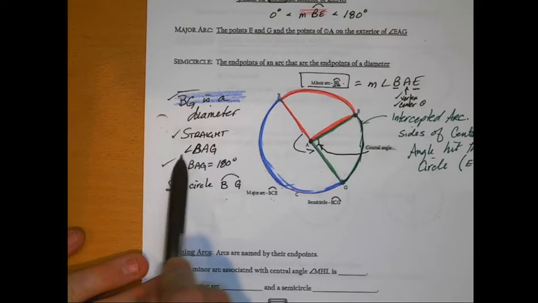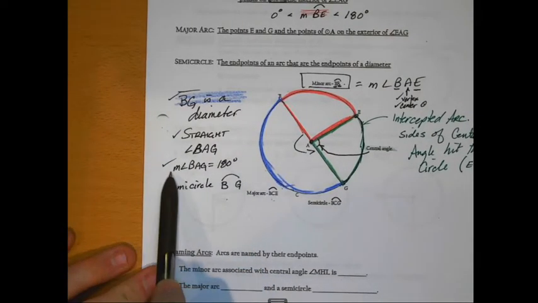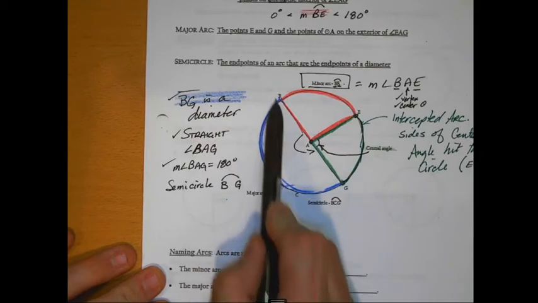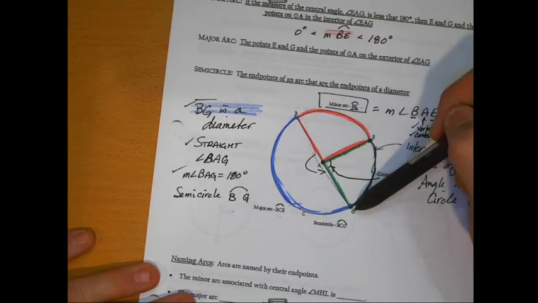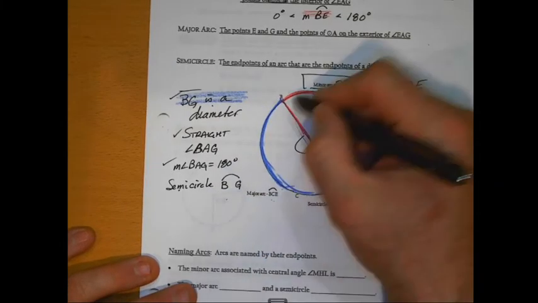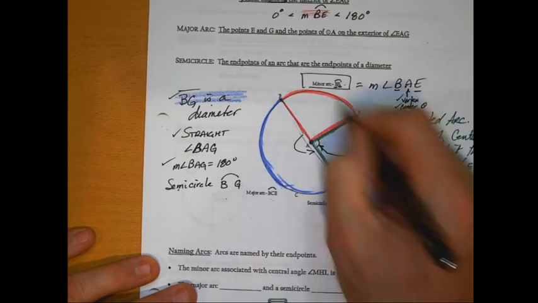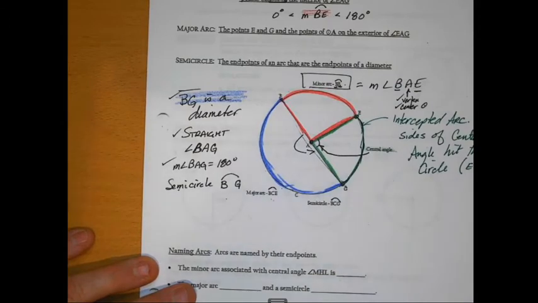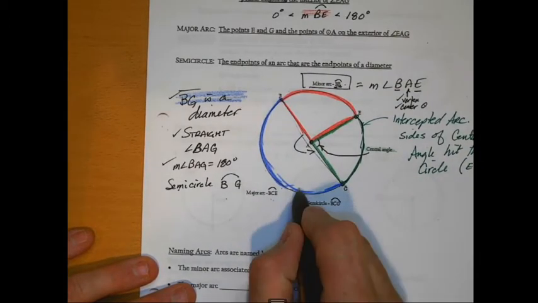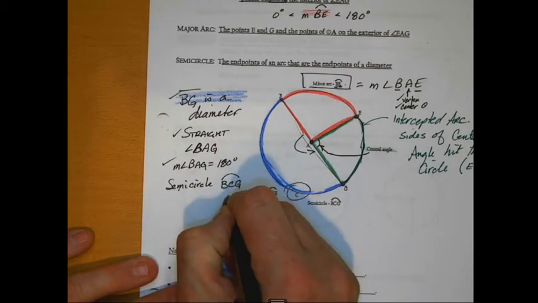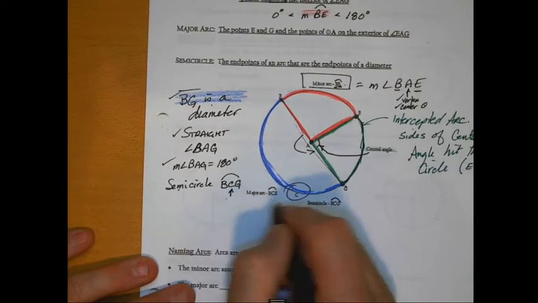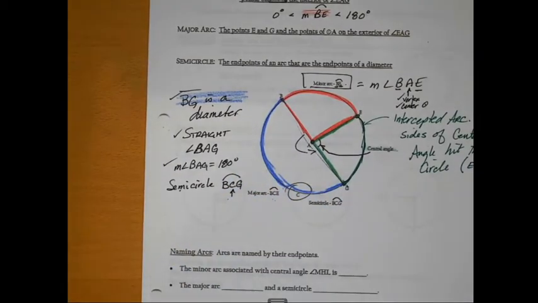It is a straight angle BAG. The measure of angle BAG is 180 degrees, this angle. The semicircle goes from B to G, but we have to name another part depending upon which way we're going. So if we're going along the blue, we have to name another point that goes along the path from B to G.